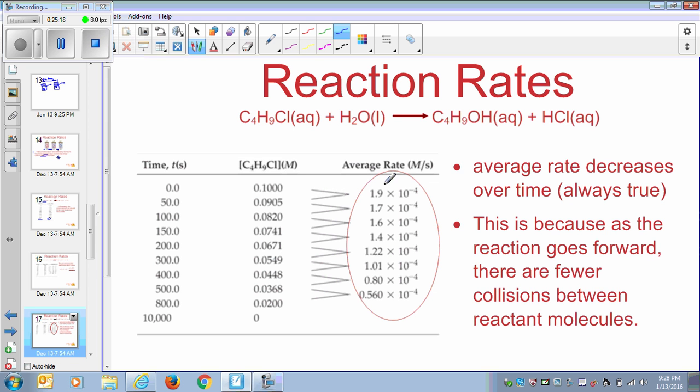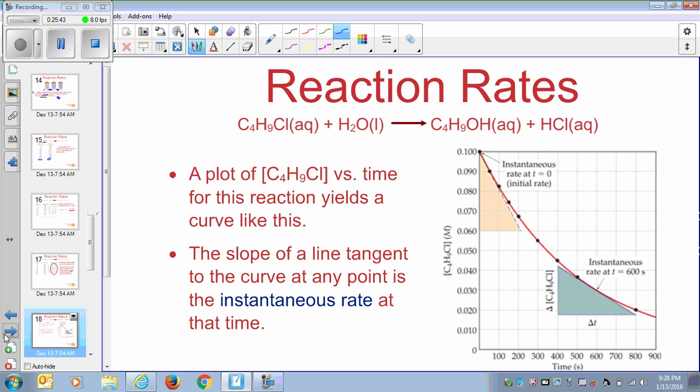The average rate decreases over time because eventually your reactants are decreasing. This number is increasing. So common sense tells you that if your denominator is increasing, your final answer is going to go down. This is because as the reaction goes forward, there are fewer collisions between the reactant molecules, and because there is less concentration of the reactants.